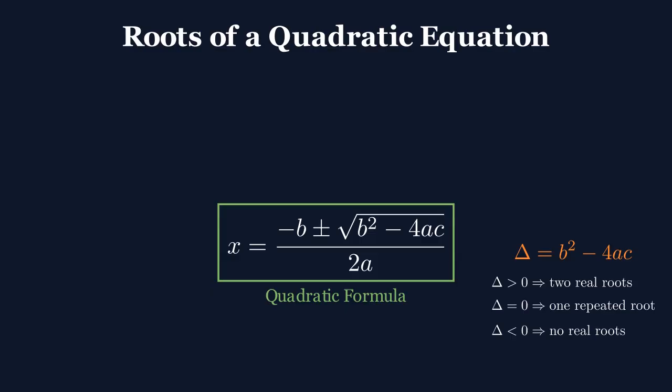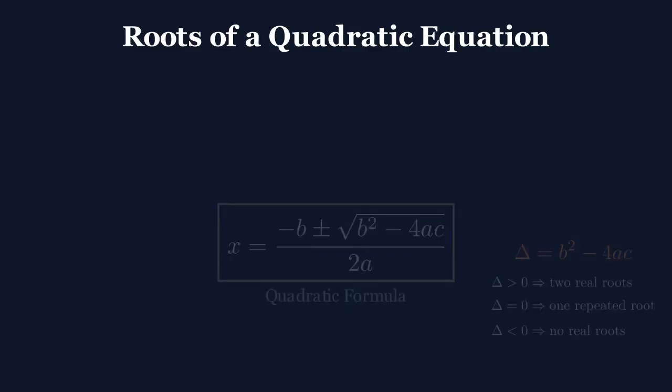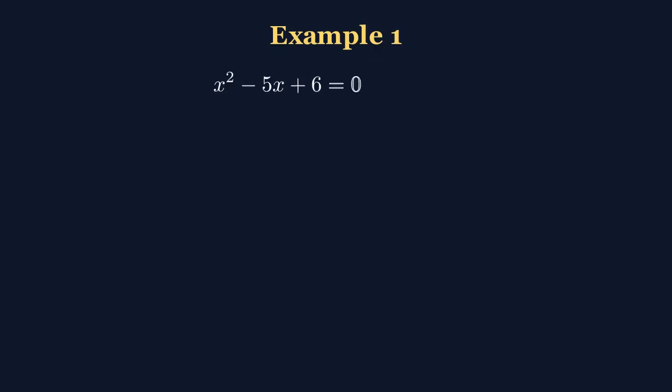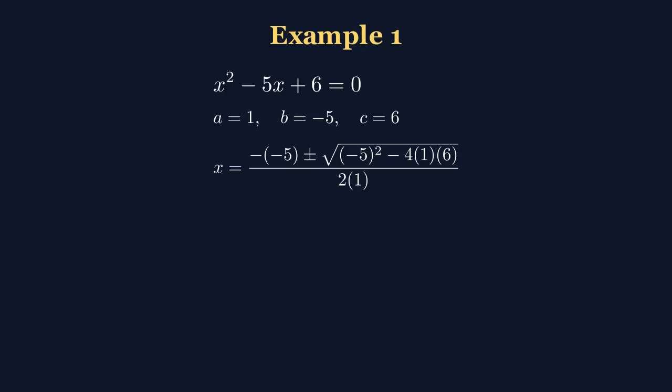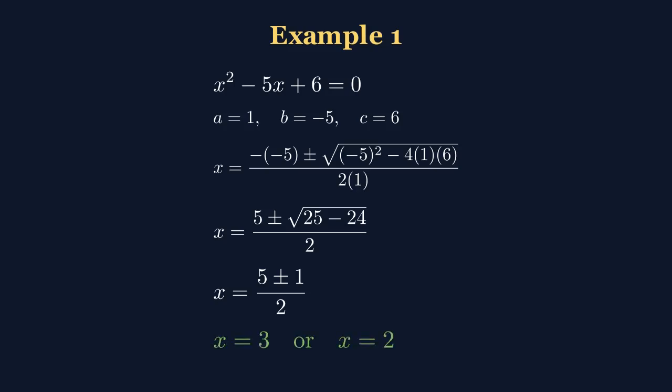Example 1. Solve x squared minus 5x plus 6 equals 0. Here a is 1, b is negative 5, and c is 6. Substitute those values into the quadratic formula. The discriminant becomes 25 minus 24, which is 1. So x equals 5 plus or minus 1 divided by 2. That gives x equals 3 or x equals 2.